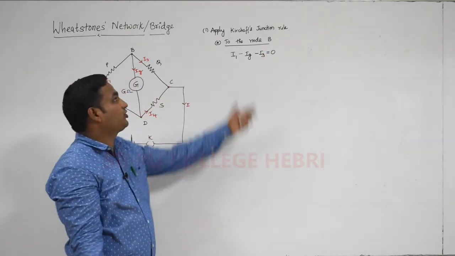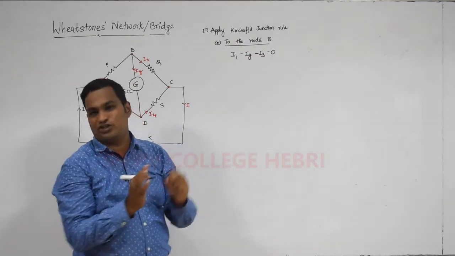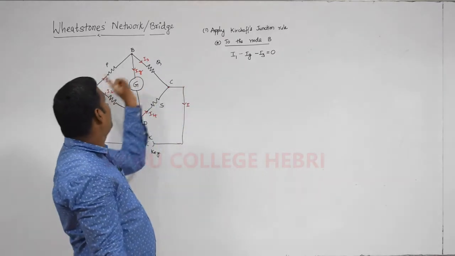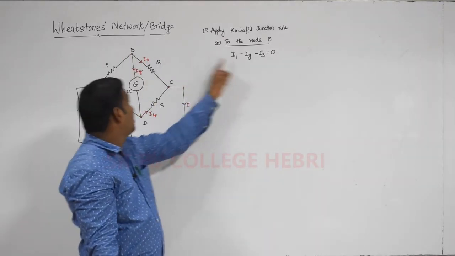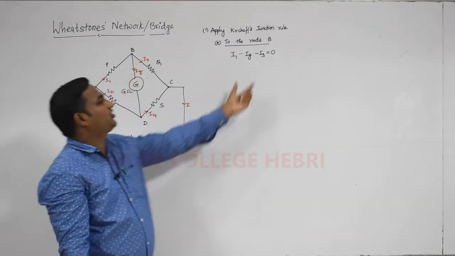According to Kirchhoff's junction rule, the algebraic sum of currents at a node or junction is equal to 0. I1 is entering the junction, plus; IG is leaving the junction, minus; I3 is leaving the junction, minus.